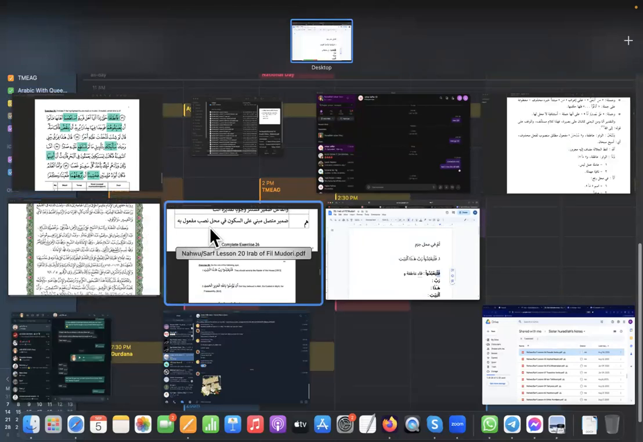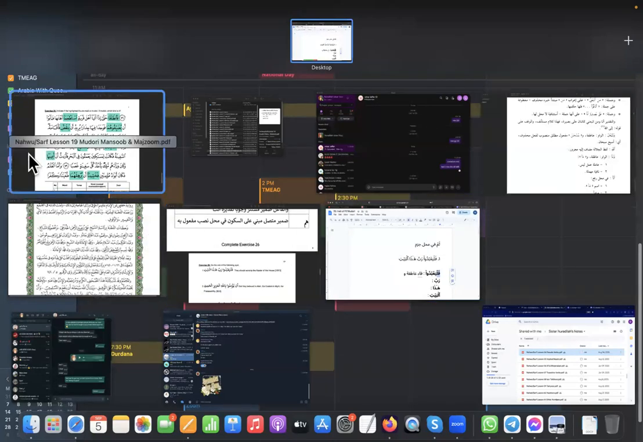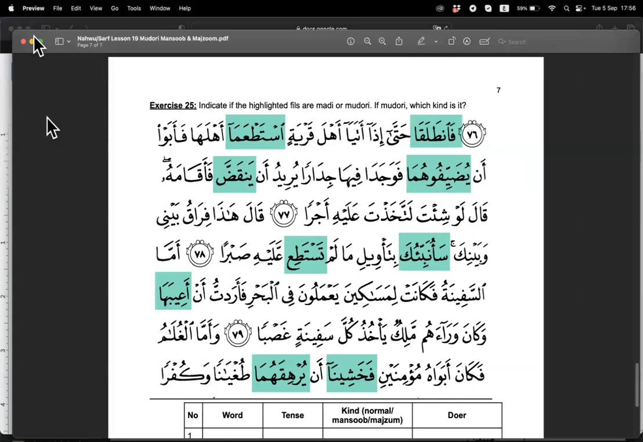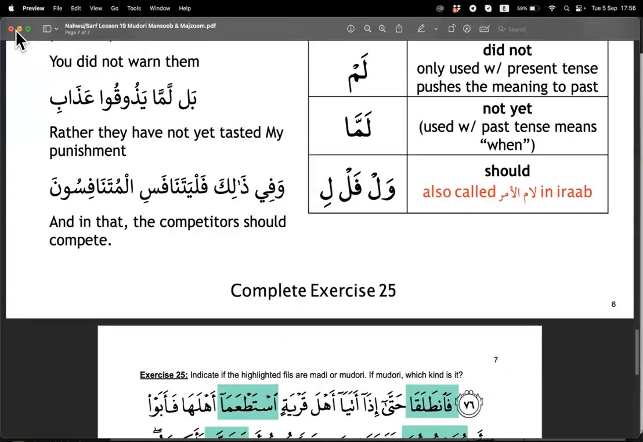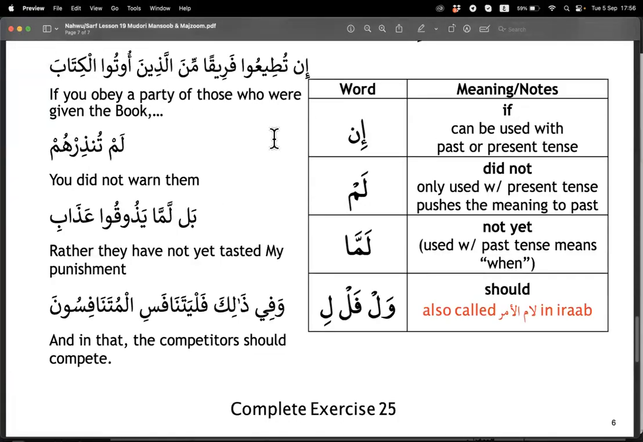What does wal fali mean? How do we translate? Do you remember? Wal fali means should. Okay, they should do something or he should do something. Should. Okay. But in i'rab, it's called lam amar. Lam al-amr, yes, okay.